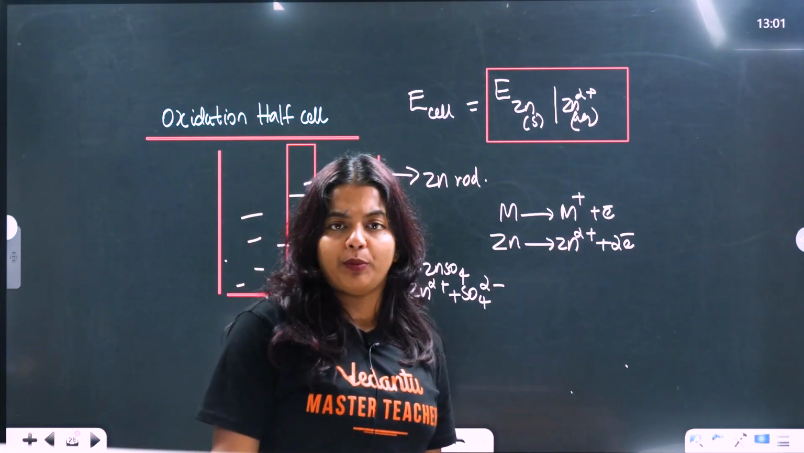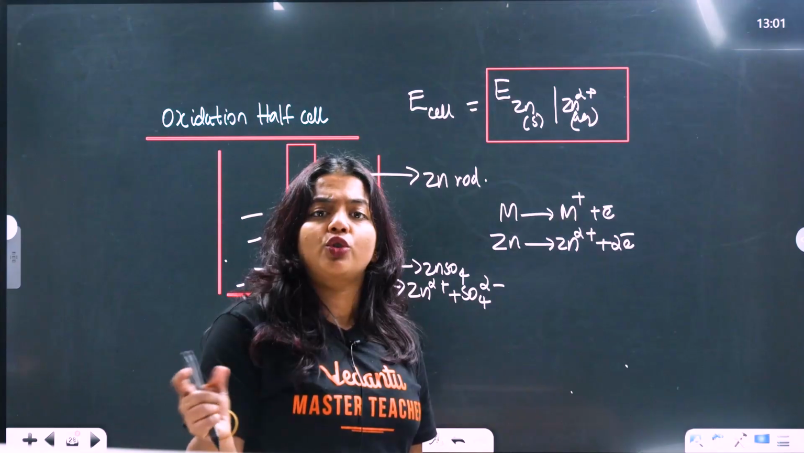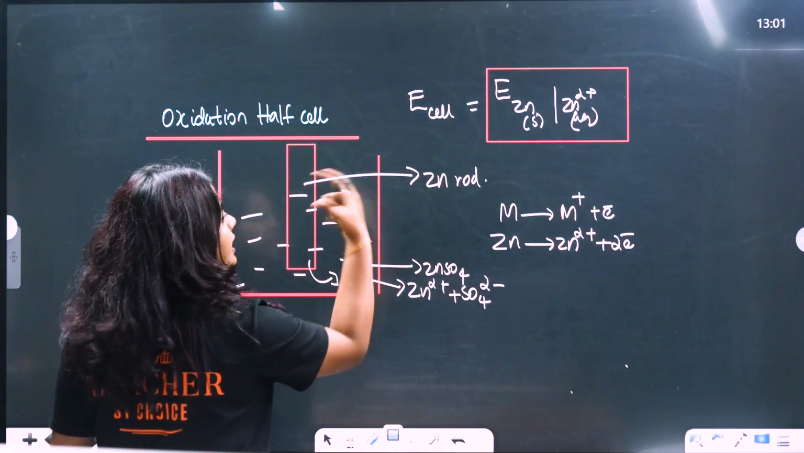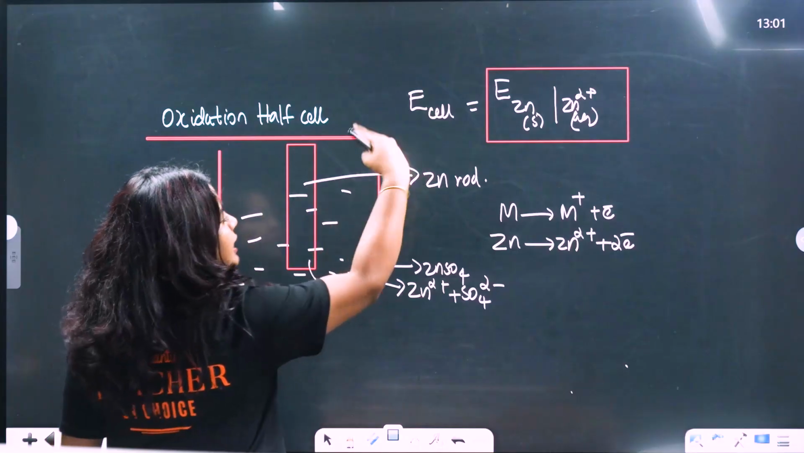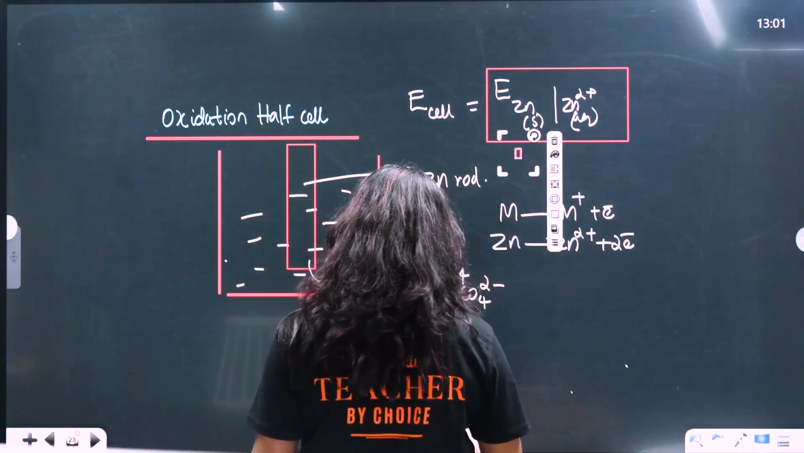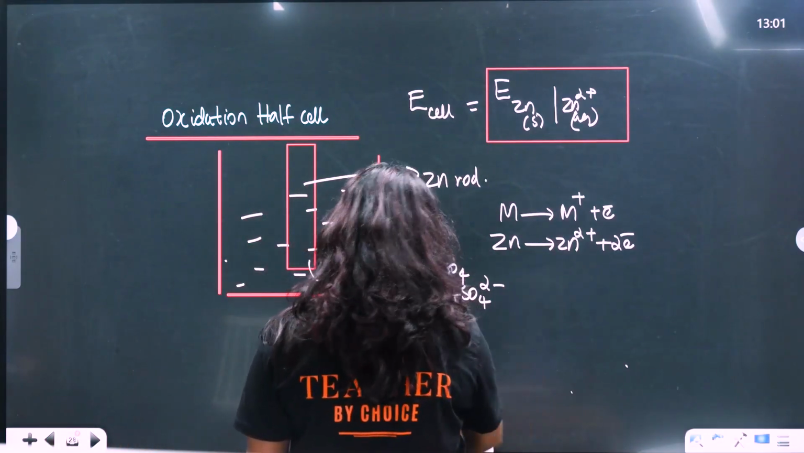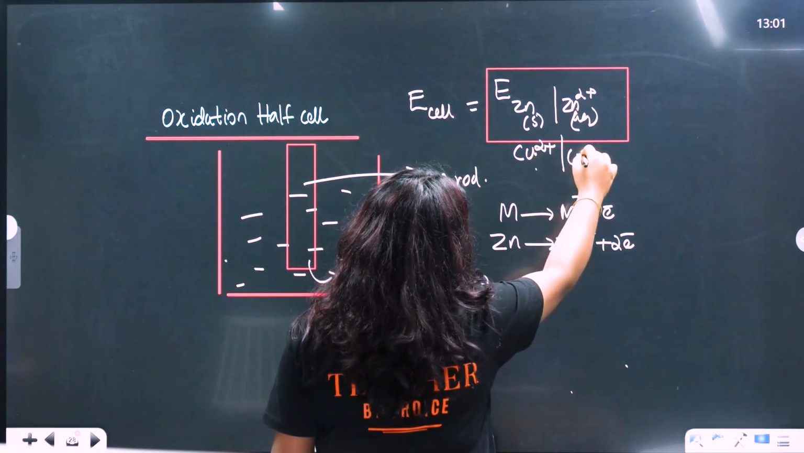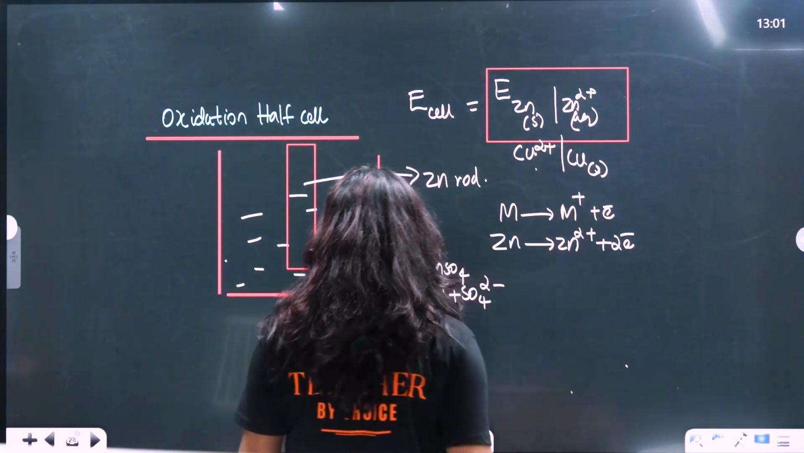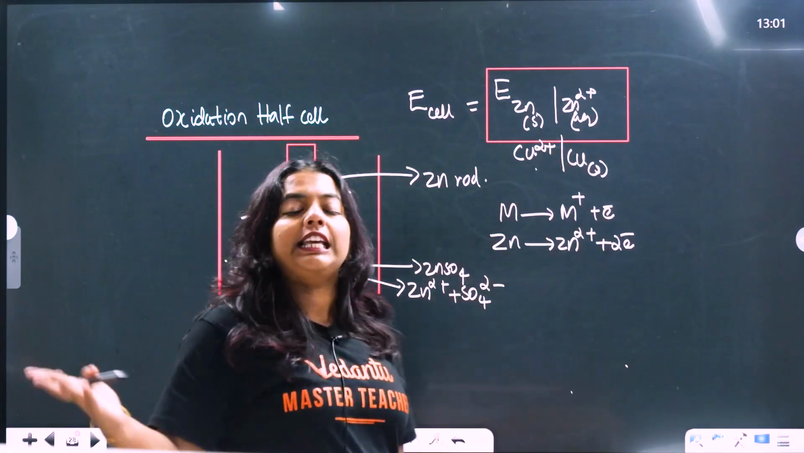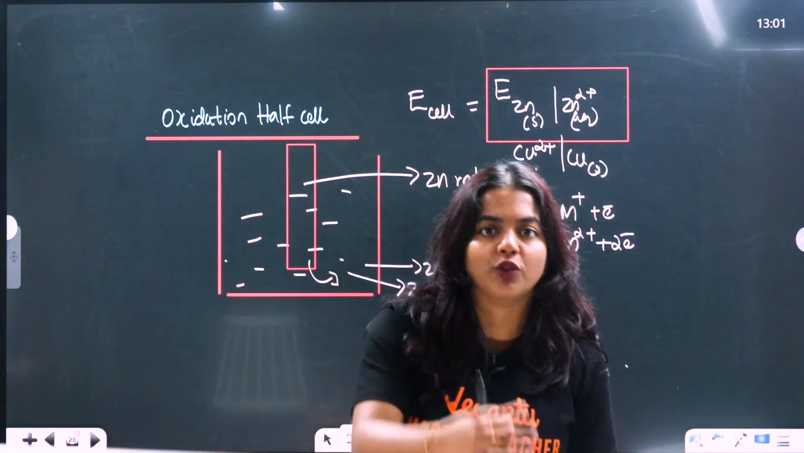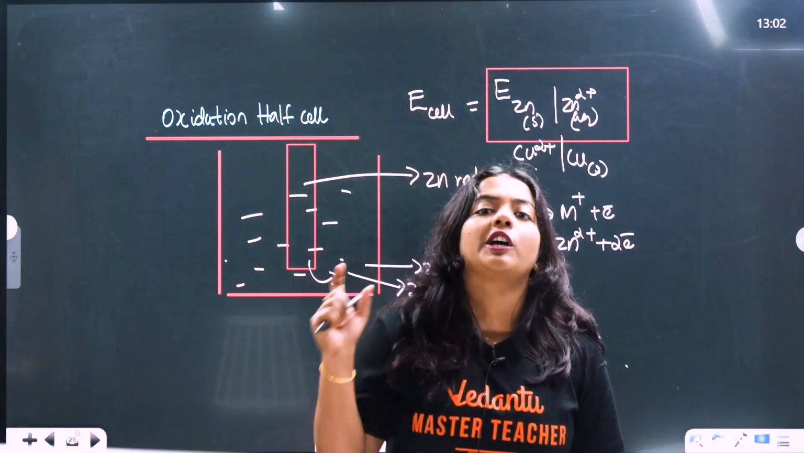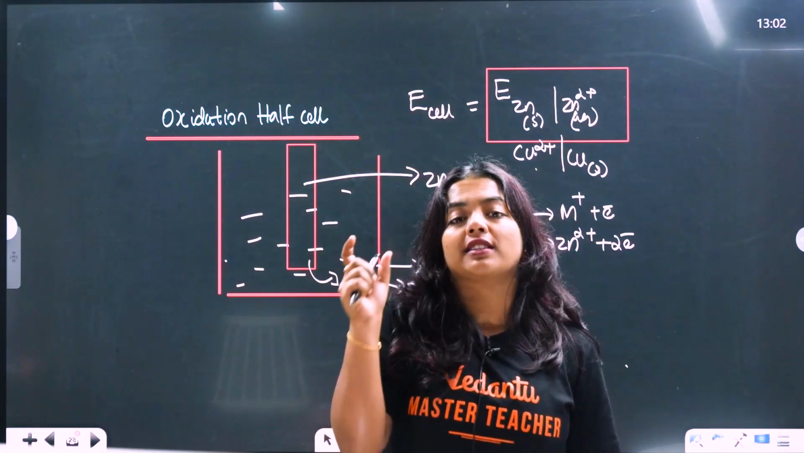For example, Cu will be there, and instead of ZnSO4 it will be CuSO4. Cu2 plus takes 2 electrons and becomes Cu. So in the reduction, Cu2 plus will be changing into Cu, which is in the solid state. So this will be the difference. And when the oxidation half cell and the reduction half cell are joined in the presence of a salt bridge, they are called the galvanic cell.